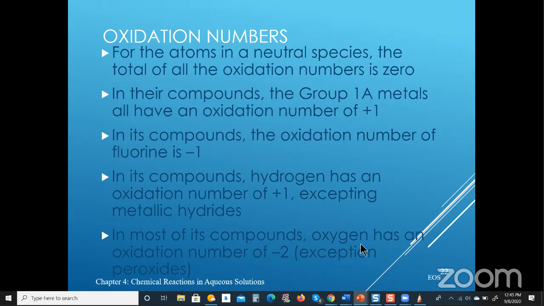Okay, so in the case of hydrogen, when hydrogen is combined with any other elements, the oxidation number is equal to +1, with the exception of metallic hydrides. Now, in the case of metallic hydrides, the oxidation number of hydrogen in those compounds will be -1. So please make a note of that. It's not in the rules here, so make a note of that. When you have hydrogen combined with a metal, then the oxidation number of hydrogen in such compounds is -1.